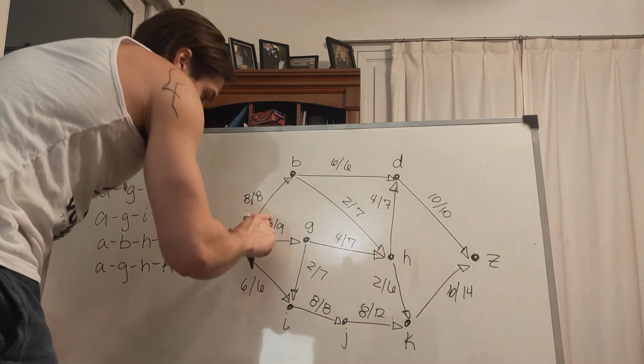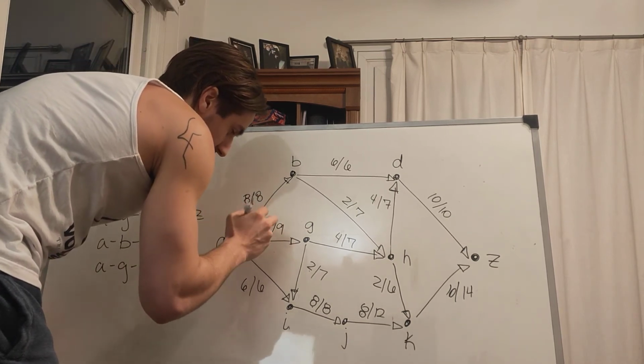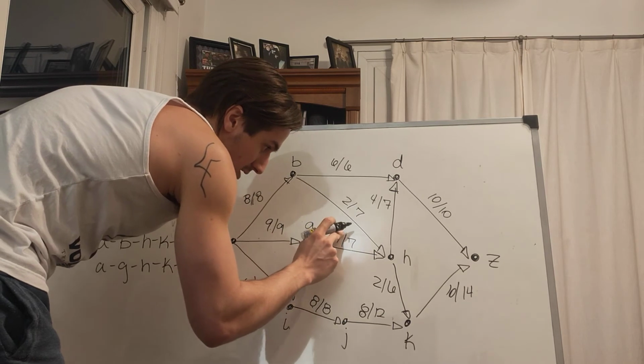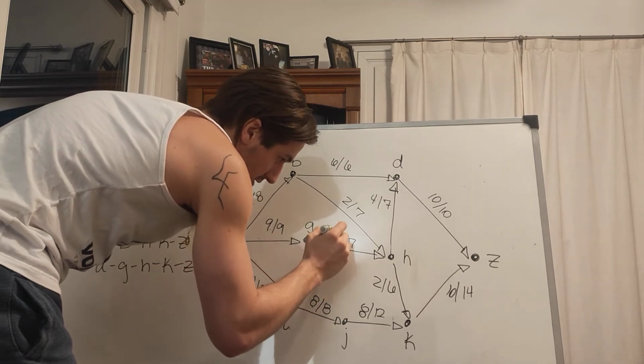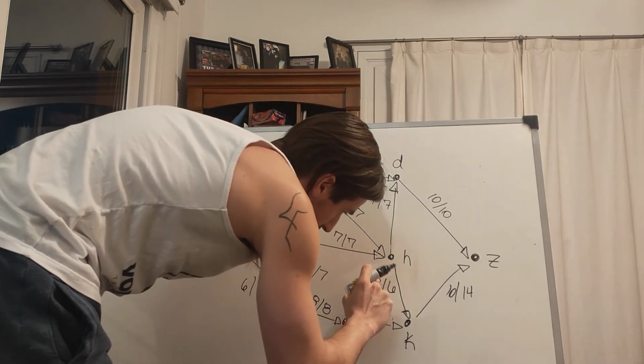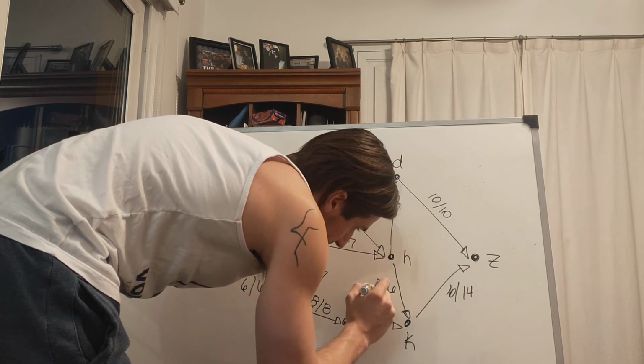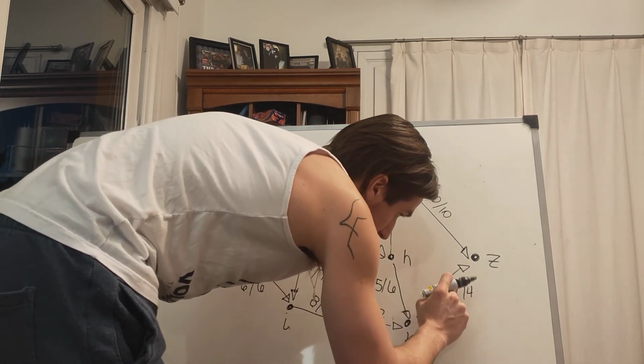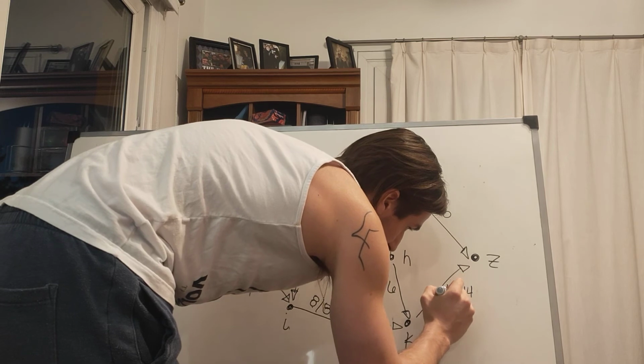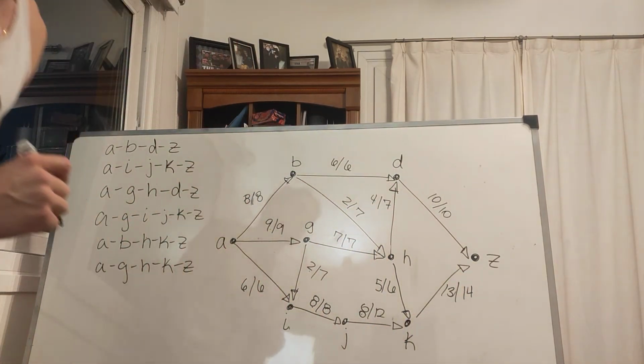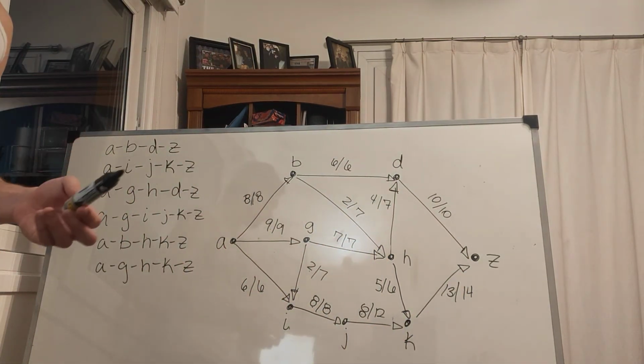Perfect. Then we're going to go 6 plus 3 over here. That is going to be 9. 4 plus 3 is 7. 2 plus 3 is 5. And then over here, 10 plus 3 is 13. Okay, and now we're done.